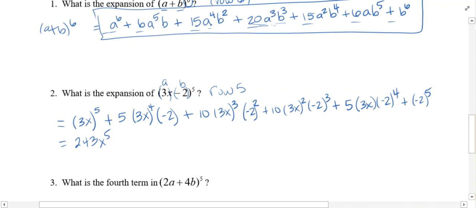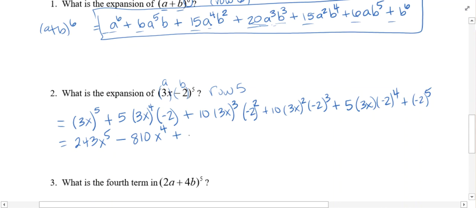Okay, so we have 3 to the 4th power, and then it's times negative 2 times 5. So this one is going to be negative. Calculate that, you're going to get 810 x to the 4th. Now we have to simplify. Oh, sorry, this is going to be plus because we have negative 2 squared, so it's a positive 4 times 10, so we have 40, and then 3 to the 3rd power.